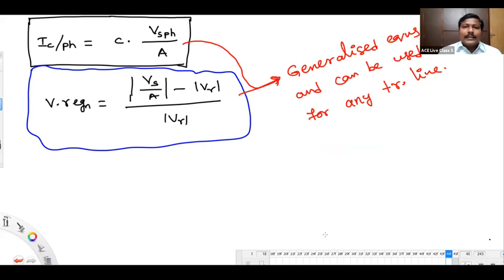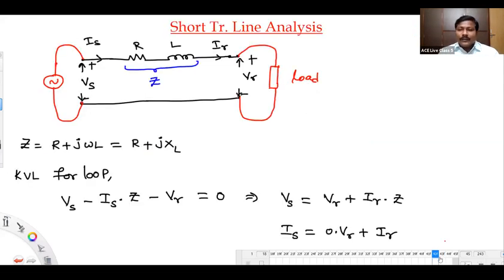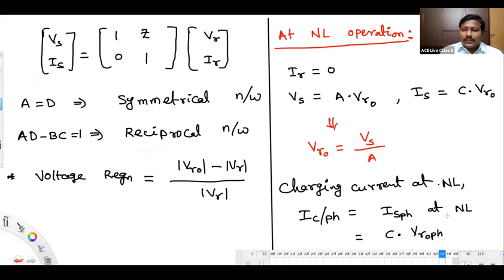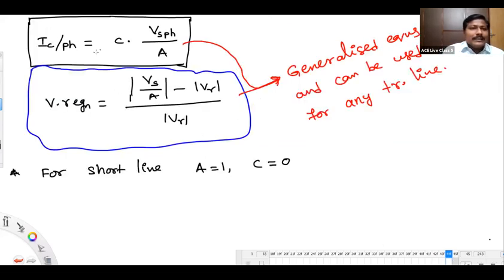Can be used for any transmission line. Now, exclusively for short line, you know, parameter A is 1 already, and parameter C is 0. Parameter C value 0, just to observe in the ABCD. A equals 1 and C equals 0. If that's the case, charging current per phase will come to be 0 here.